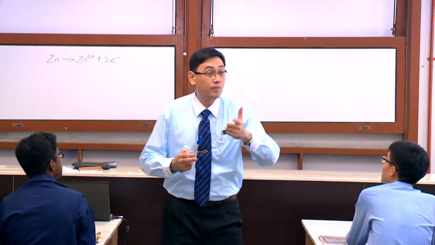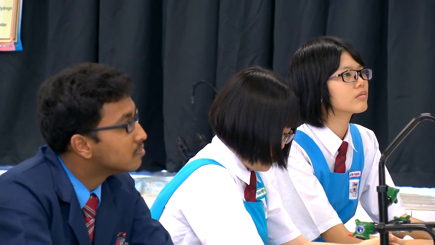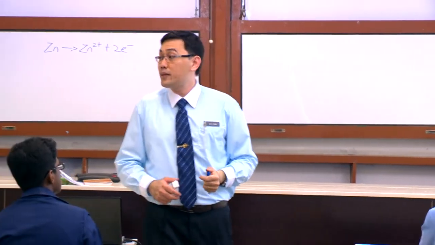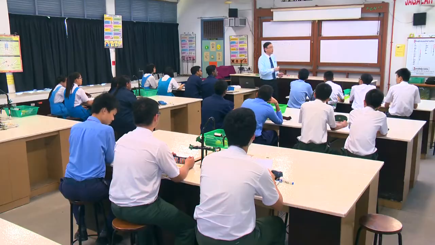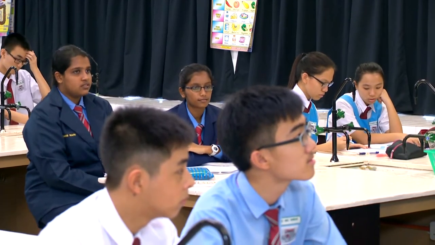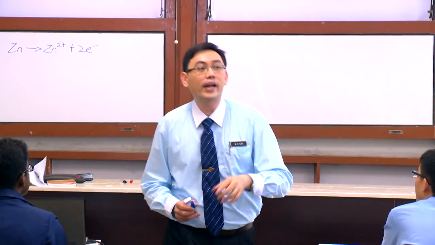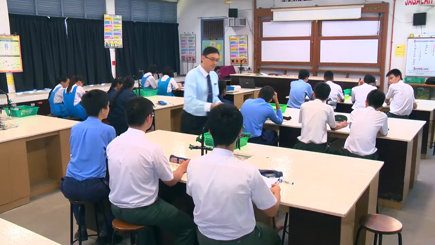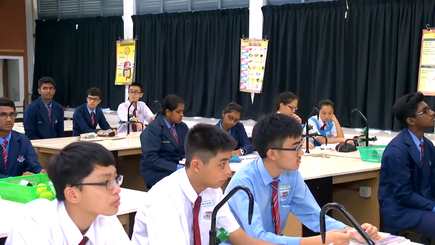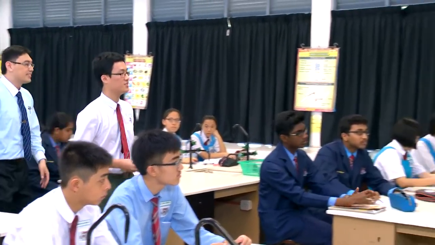Among these two ions, which ion will be located at the bottom of the electrochemical series? Pb and H, which one? H, right? So we know that the hydrogen ion will gain the electron. And how do we write down the half equation? Wei Guan, can you try? Just write down the positive terminal.